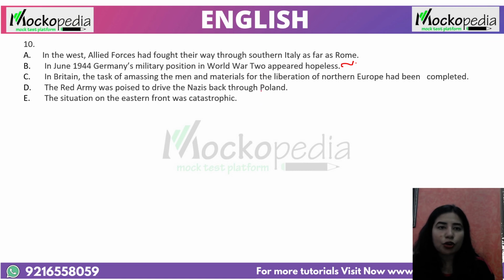In Britain, the task of amassing the men and material for liberation of Northern Europe had been completed. So, in terms of time, the reference is being made. The Red Army was poised to drive the Nazis back through Poland, right? So, this is talking about what happened in Britain and the Red Army. And then, if you take a look, the situation on the Eastern Front was catastrophic. So, hopeless and catastrophic. It's just explaining the situation. So, B and E can be together.